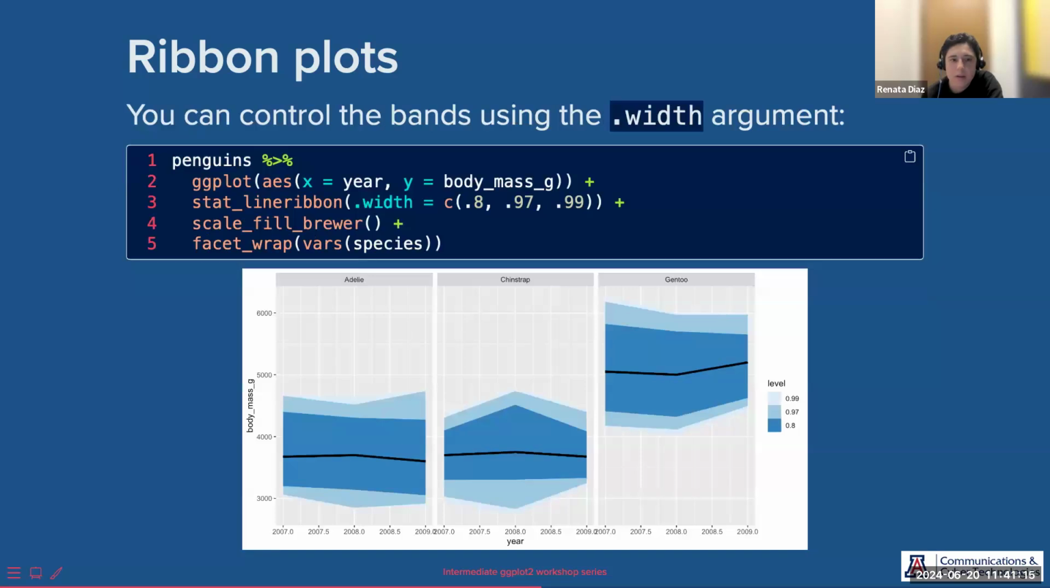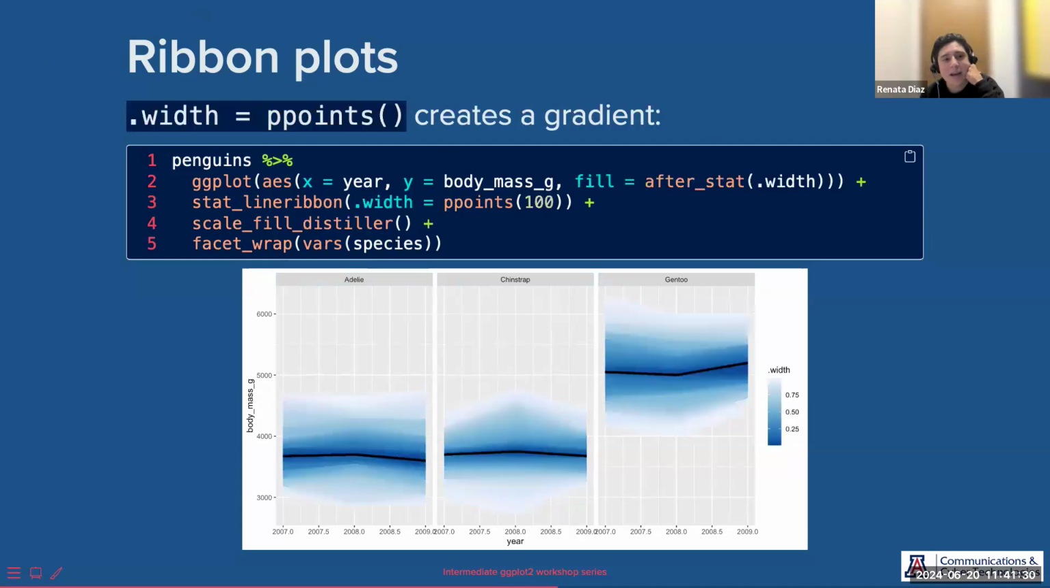You can modify the widths of those bands, or which quantiles essentially you're using. I don't know if quantile is quite the right word, but the quantiles that you're using around each one with the width argument. And this is a fun trick. Next slide. If you pass a whole bunch of points to the width argument using this p points function, you can get this effect that looks like a glowing gradient around your line, which is fun. And yeah, no, we can go on.